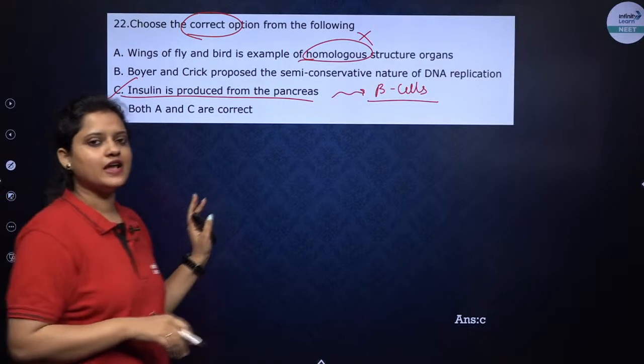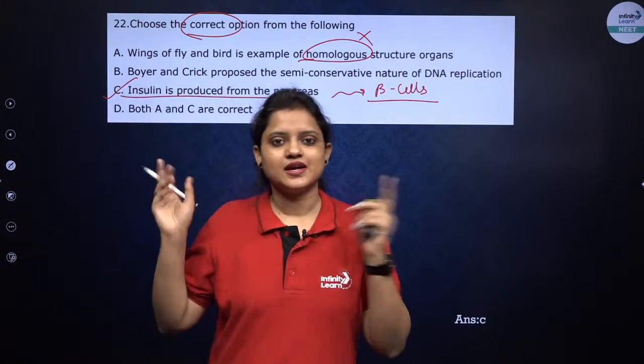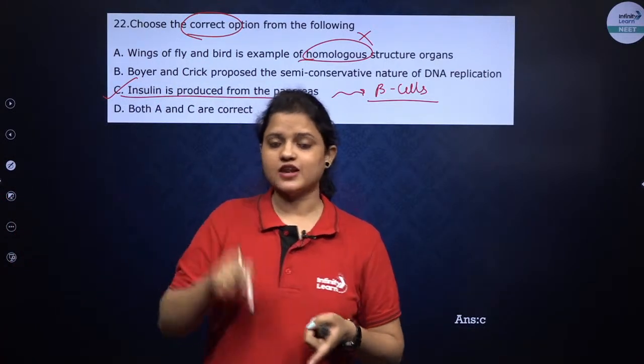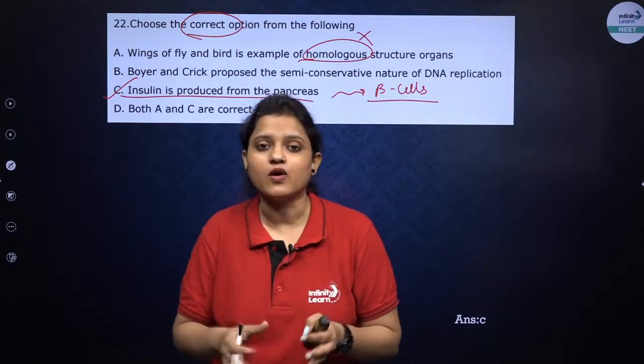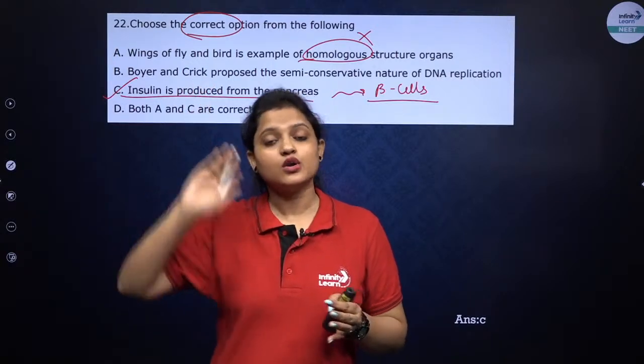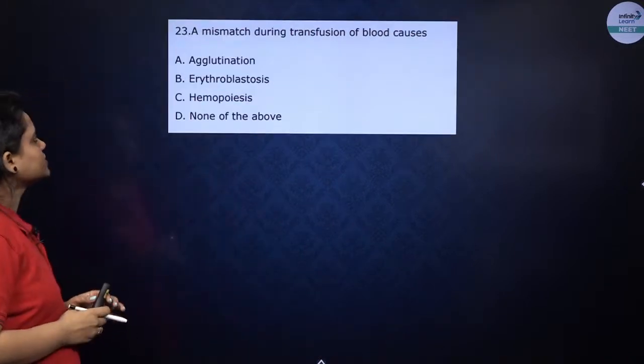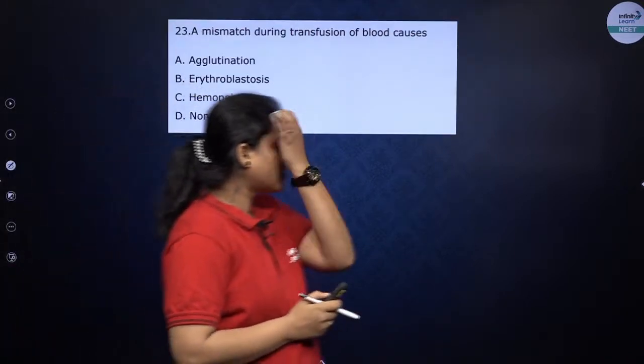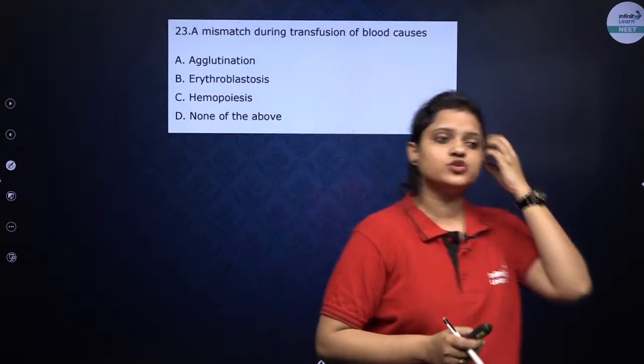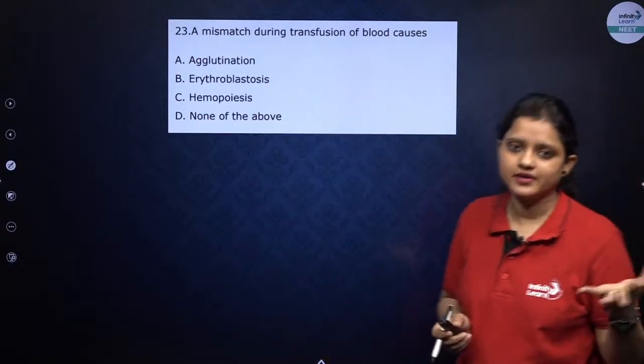So beta cells of islets of Langerhans produce insulin. Alpha cells of islets of Langerhans produce glucagon that increases the blood glucose level, right? Chalo, next question. A mismatch during transfusion of blood causes. If there is a mismatch during transfusion of blood, what will happen?